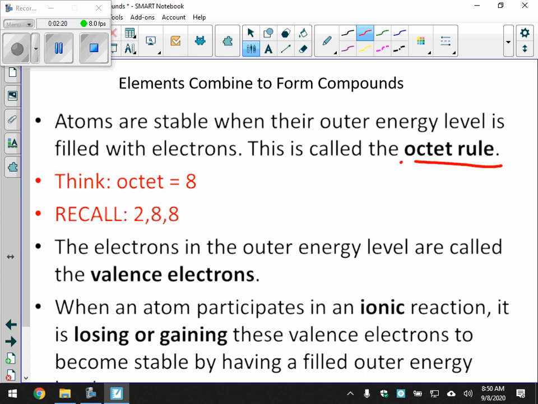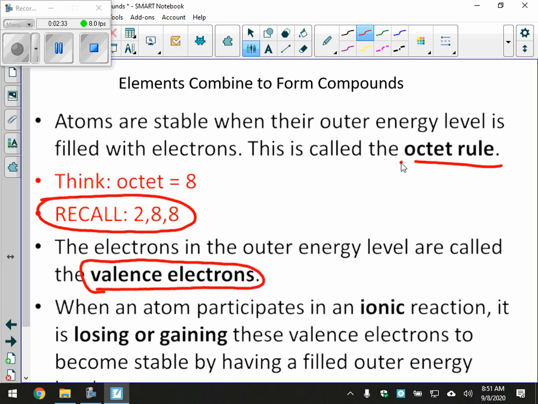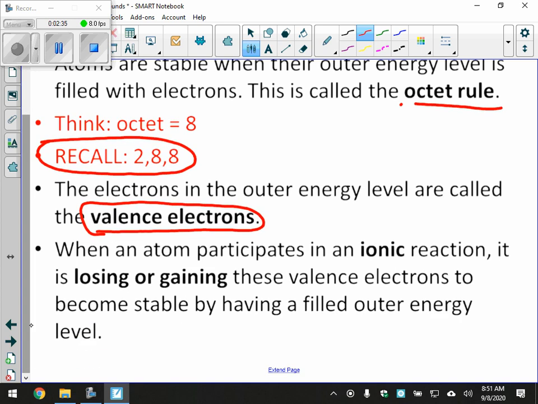Most of the time we think 8, but recall that the first 3 energy levels are 2, 8, and 8. The electrons in the outer energy level are called valence electrons. Very important. Make sure you know that. And when an atom participates in an ionic reaction, it is losing or gaining these valence electrons to become stable by having a filled outer energy level. So either we lose or gain electrons to have a filled outer energy level. Now this is for the formation of ionic compounds, of course.